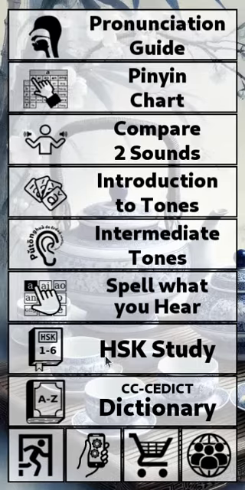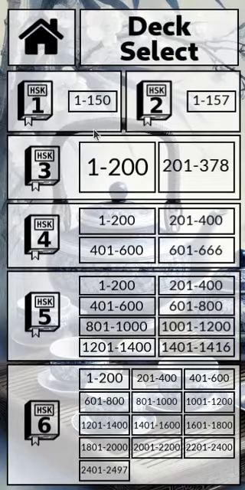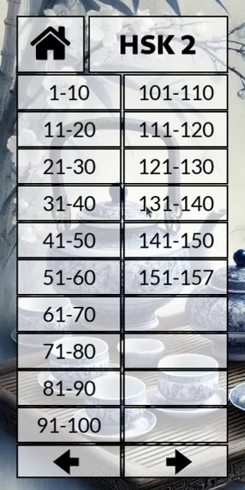Now let's go into the HSK study real quick. You can select anywhere from HSK 1 through 6. One of the frustrating things that I had as an early student is that there was a paywall between all of these, and I didn't want to do that. So here we are. We can jump right into HSK 2.